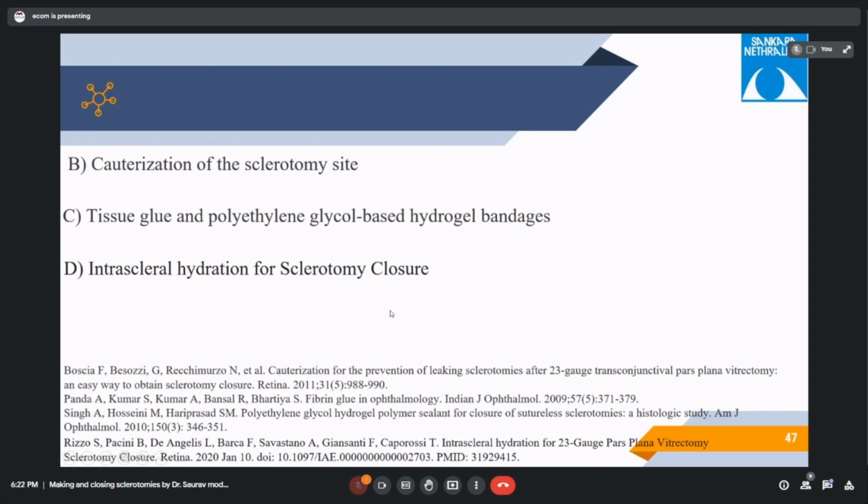Intrascleral hydration for sclerotomy closure works on the same principle as cataract surgery. Hydration of the sclerotomy is done with BSS, resulting in swelling of the scleral fibers and causing closure.